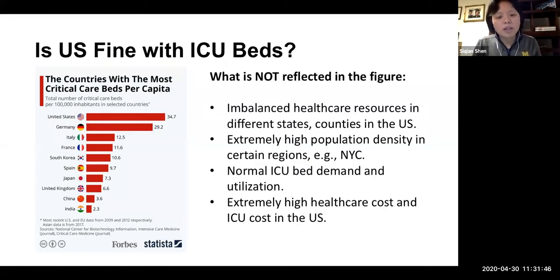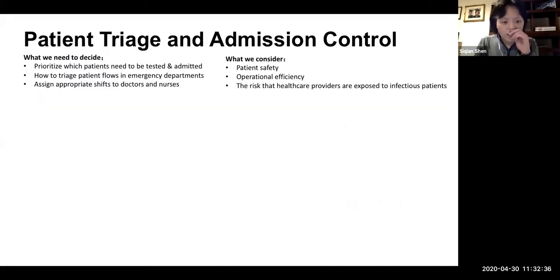But the question here is, can we just use this figure to say we're fine with the ICU beds, and that we're fine with the high number of critical symptom patients that we see in COVID-19's case? What's not reflected in the figure is how much imbalance we actually have in healthcare resource allocation in different states and different counties, right? Also, some places like New York City have a very high population density, and the normal ICU bed demand is probably already pretty high here, so you can't really allocate extra. And also there are the extremely high healthcare costs and ICU costs in the US. Those are the other factors causing the problem these days. I will mention the ICU bed problem a bit later.